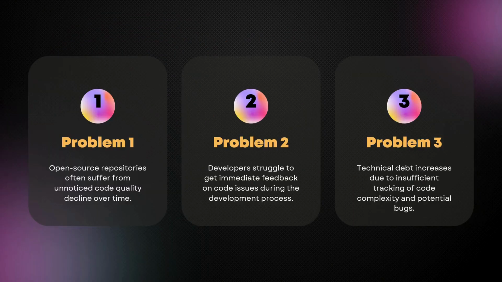Now, the problem that we saw was that open source repositories often suffer from unnoticed code quality that can decline over time for a variety of reasons, such as developers struggling to get immediate feedback during the development process, and this technical debt can increase until there are potential bugs and also really serious vulnerabilities.